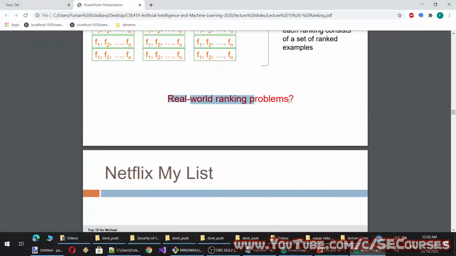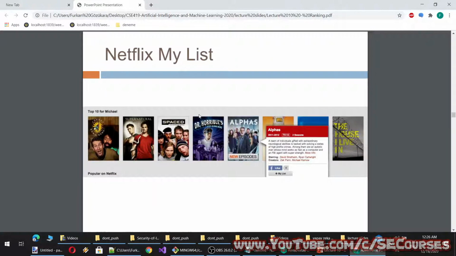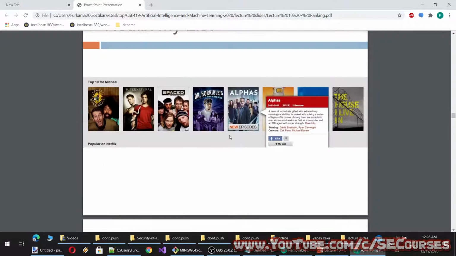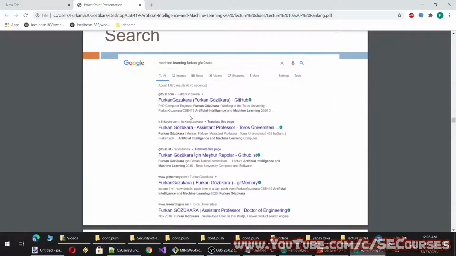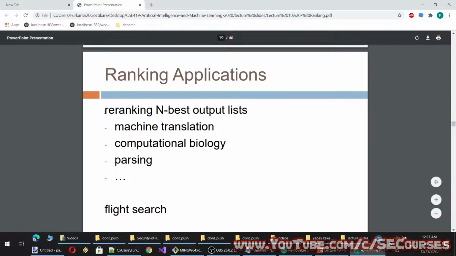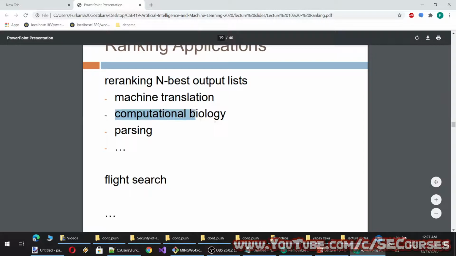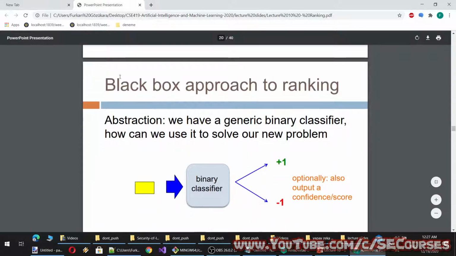And what about real world ranking problems? You see Netflix ranks movies based on your previous movie activity, and then shows you the suggested lists. Ranking is everywhere basically in our real life applications. In web search, Google ranks documents related to your query and tries to bring you the most related results according to your query. However, there are so many parameters in Google. For example, it checks your search history, your browser, your location. I don't know, they have so many. And ranking applications include re-ranking and best output list, machine translation, computational biology, parsing, and flight search.